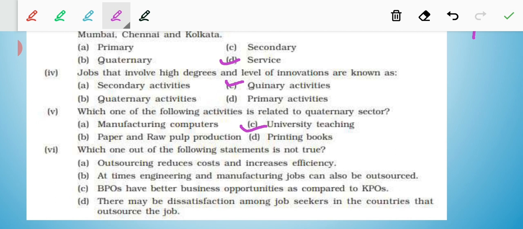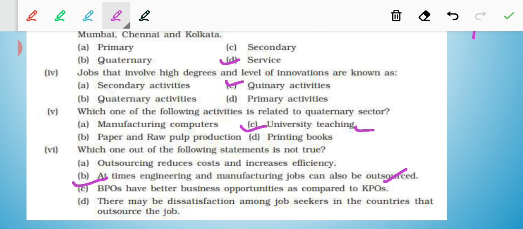And lastly, which one of the following statements is not true? So the first, third and fourth statements are true. That is, outsourcing reduces cost and increases efficiency. BPOs have better business opportunities as compared to KPOs, and there may be dissatisfaction among job seekers in the countries that outsource the job. Now the not true statement is that at times engineering and manufacturing jobs can be outsourced. This one, it is not true. So these are the answers. That is, option number 2 is the correct answer.